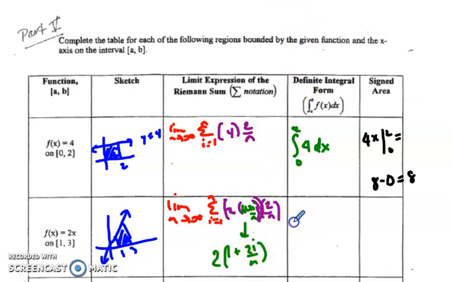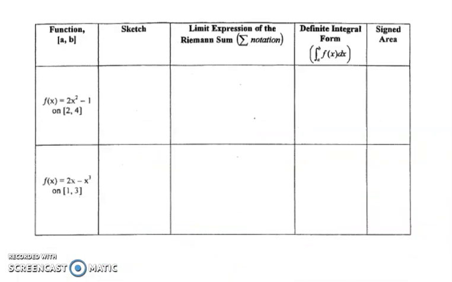So the integral is going to be the integral from 1 to 3 of the function 2x dx. And I'll go ahead and do this one using the fundamental theorem of calculus as well. 2x integrates to x squared, evaluated from 1 to 3, gets me 9 minus 1, which is 8. So there are 2 more problems here.